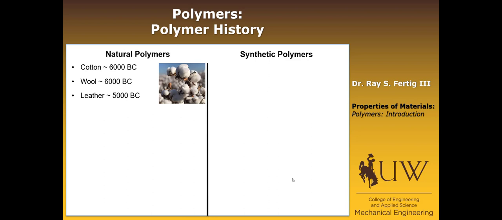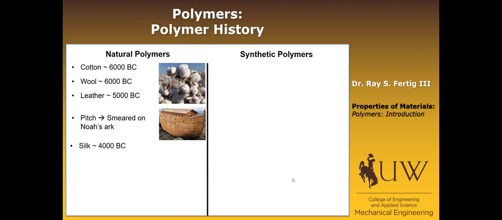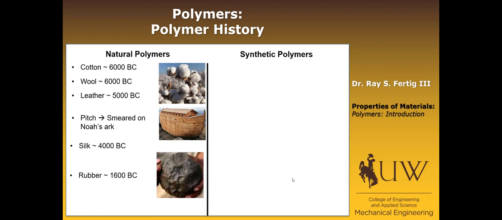7,000-8,000 years ago. Another fun one, the pitch that the Bible records being smeared on Noah's Ark, is an example of a polymer. Silk probably began to be used about 4000 BC. It's another example of a polymer. And even rubber was used around 1600 BC. This is actually a ball that I think they recovered from the Mayans. They'd apparently had some game that they would play with it. So natural polymers have been used for the better part of 8,000 years.